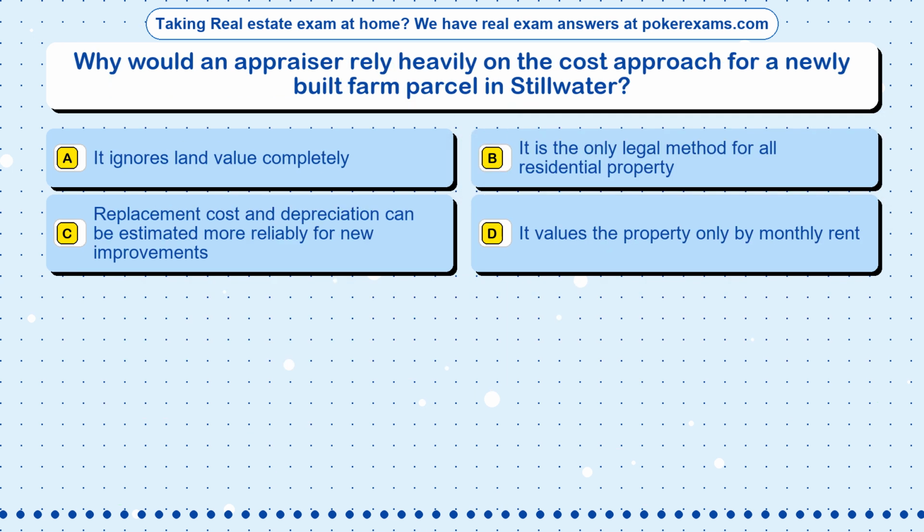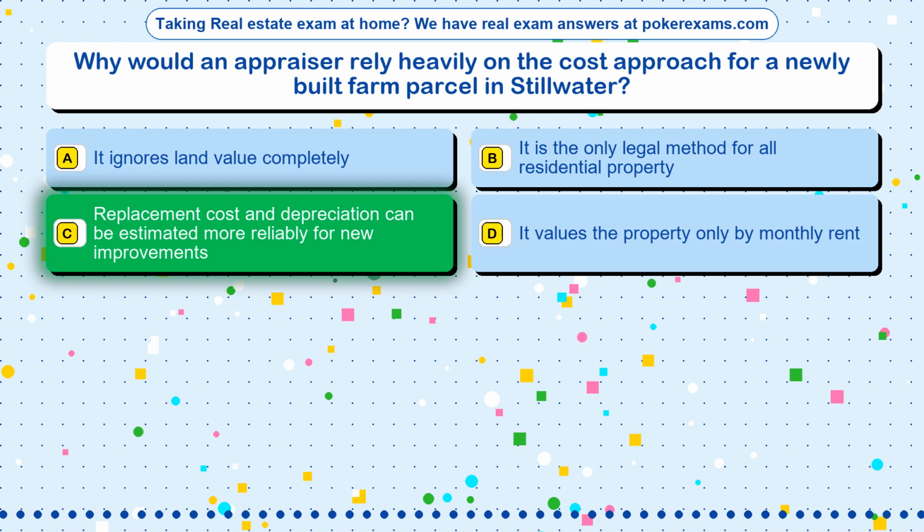Question 63. Why would an appraiser rely heavily on the cost approach for a newly built farm parcel in Stillwater? Option A. It ignores land value completely. Option B. It is the only legal method for all residential property. Option C. Replacement cost and depreciation can be estimated more reliably for new improvements. Option D. It values the property only by monthly rent.